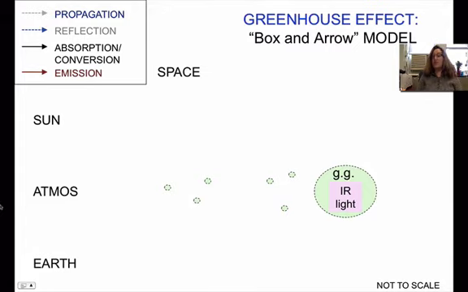One of the most important aspects of this model are greenhouse gases. These greenhouse gases are dispersed through the Earth's atmosphere. The previous model didn't really show this. This model does. Greenhouse gases also absorb infrared energy or infrared light.